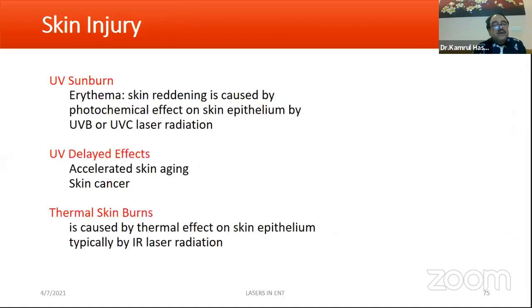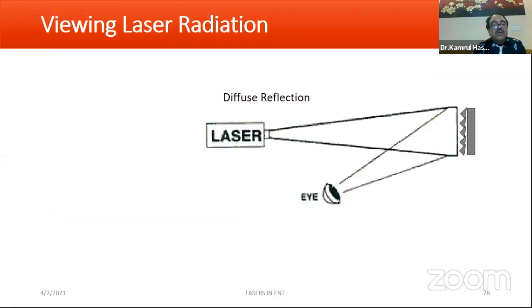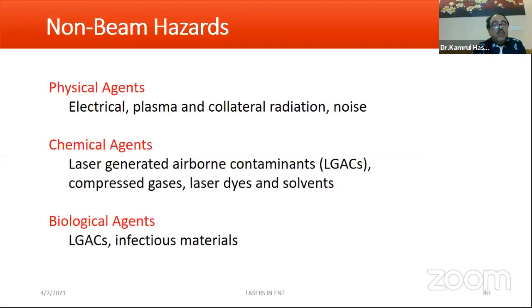So you should think, even ultraviolet sunburn can cause injury. You have seen the erythema in a sun-radiated area, a photochemical effect on skin epithelium. Ultraviolet has delayed effects, accelerated skin aging, and skin cancer caused by sunlight. Thermal skin burn is caused by the thermal effect on skin epithelium. So both laser and the normal light source, sunburn, can cause injury, but laser injury is more.